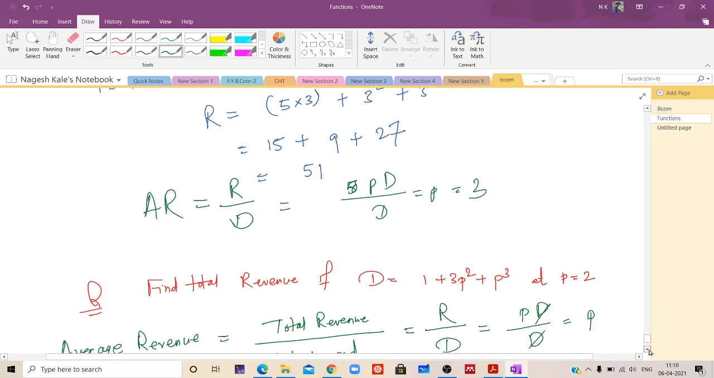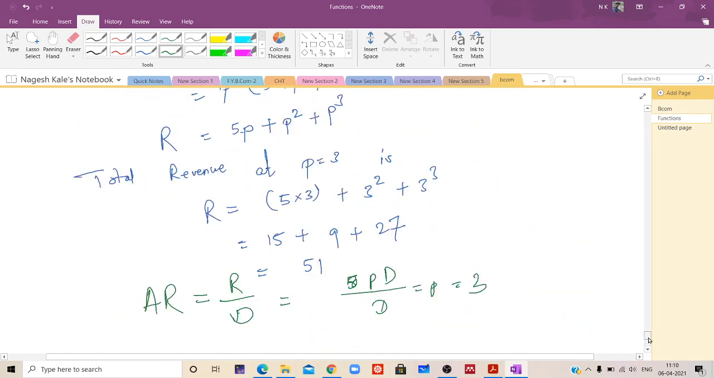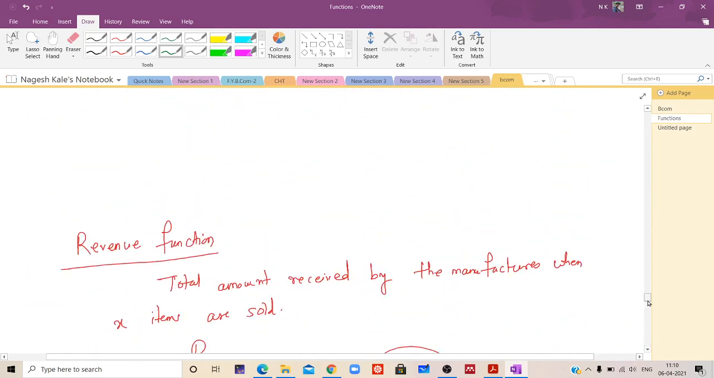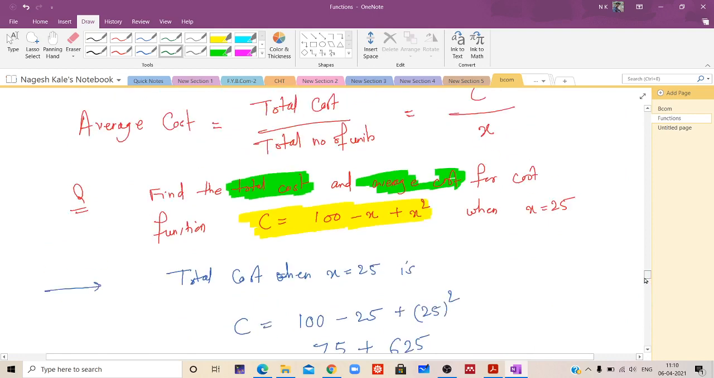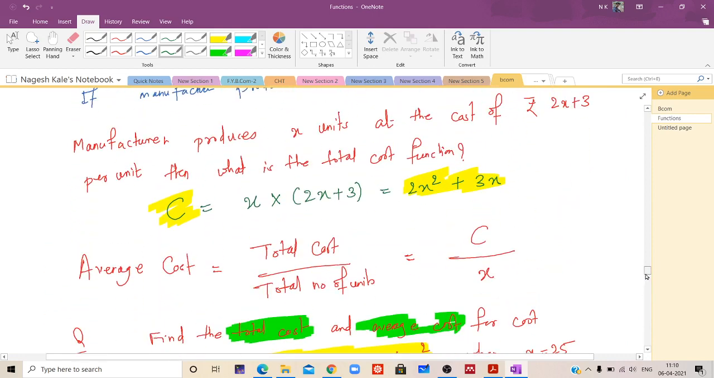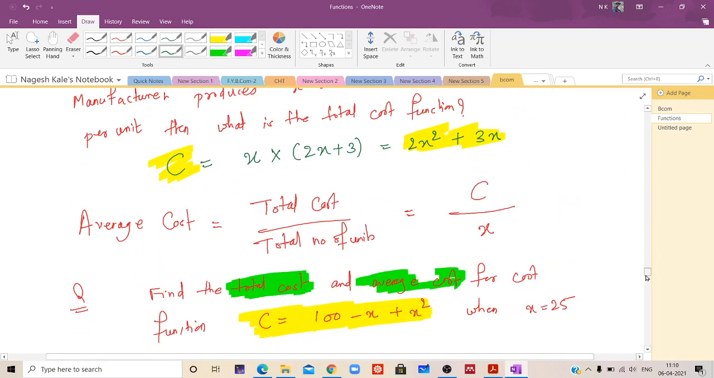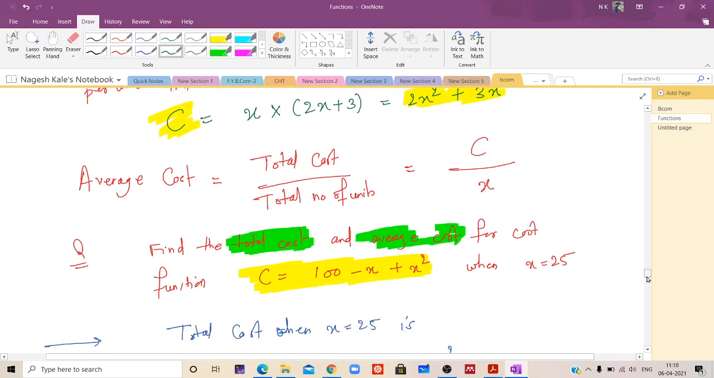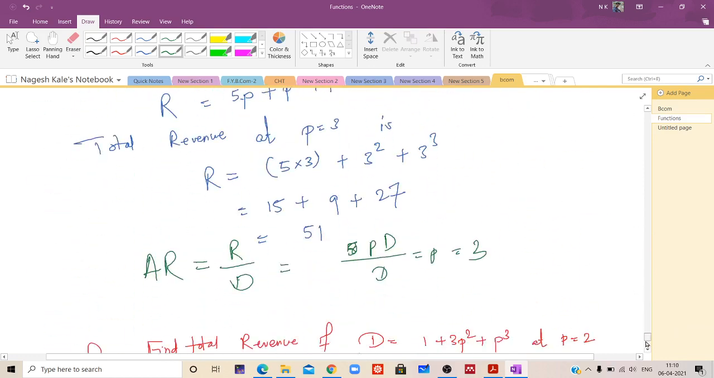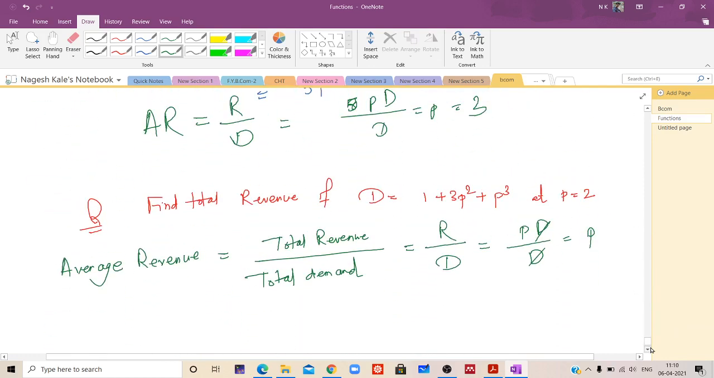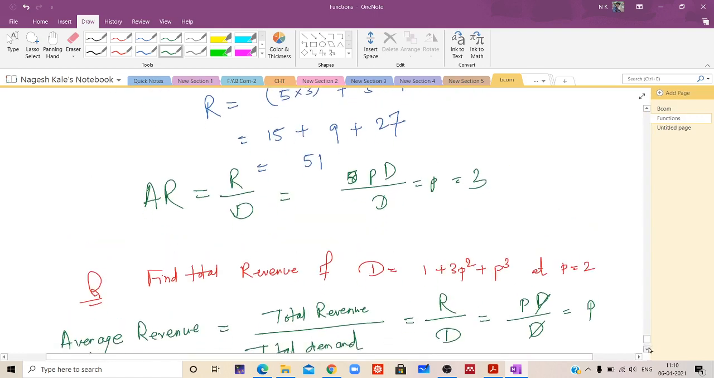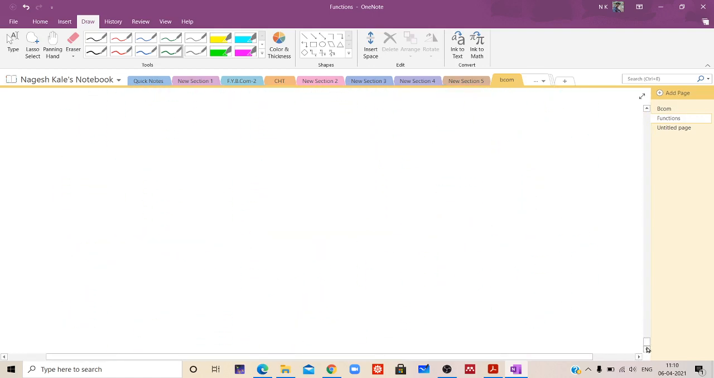So likewise average revenue is total revenue divided by total demand. How is average cost? Let me just go back and show you what average cost is. Average cost means total cost divided by total number of units sold, total number of units manufactured. So C upon X, and average revenue is R upon D, where R is the total revenue divided by demand. Okay, so that is all about the revenue function.